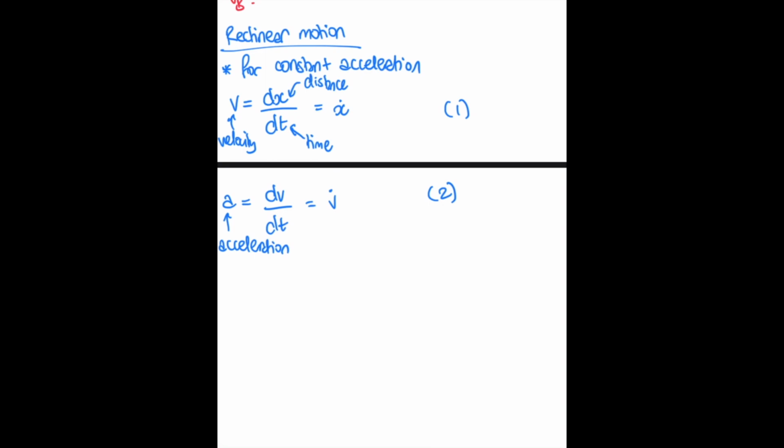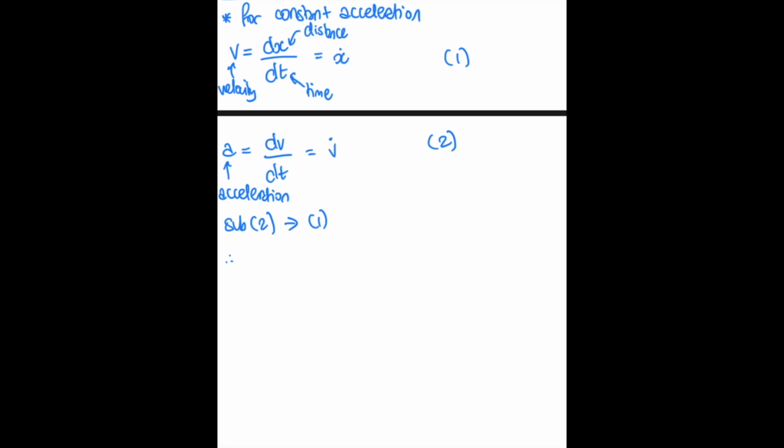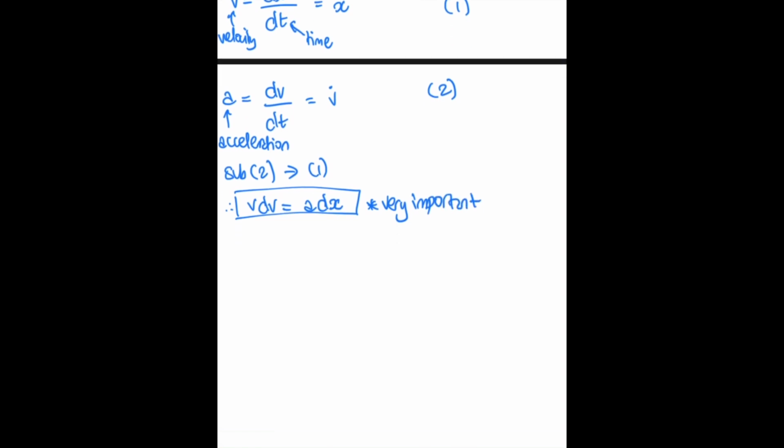And this is our second equation. And basically, when we use these two equations and substitute 2 into 1, we're going to get a new equation, which is v dv is equal to a dx. This equation over here is very important to remember. And this is the equation we're going to be using to find the answer for our problem.